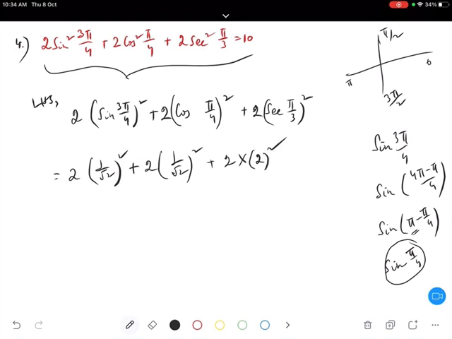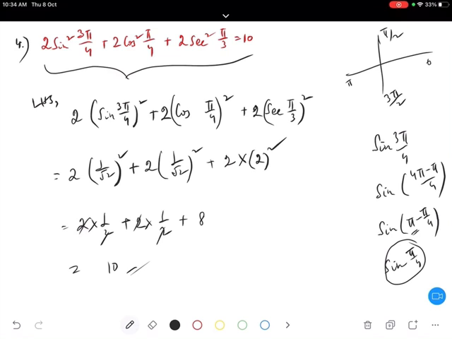Okay, clear? So let me do it. So 2 into 1 by 2 plus 2 into 1 by 2 plus this one is 4 and 2, that is 8. This cancels, this cancels. So 1 plus 1 plus 8, that is 10. That's it. Am I clear, everyone?